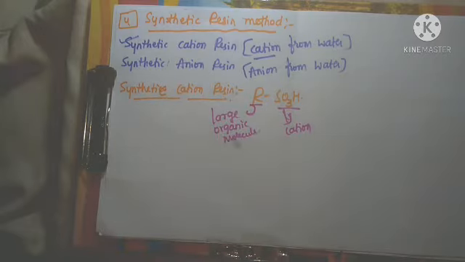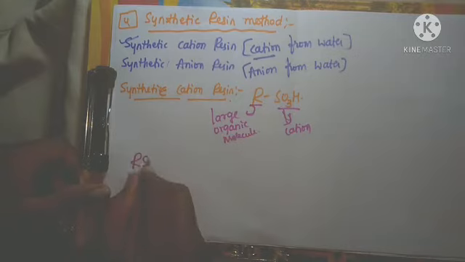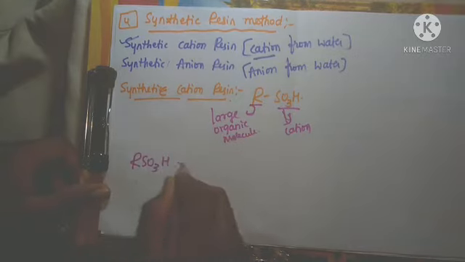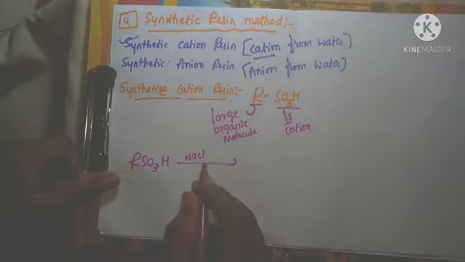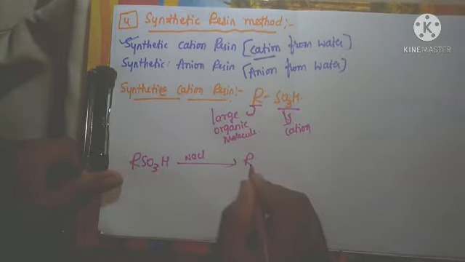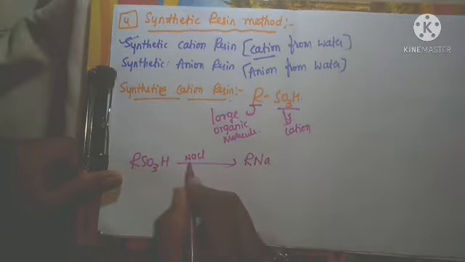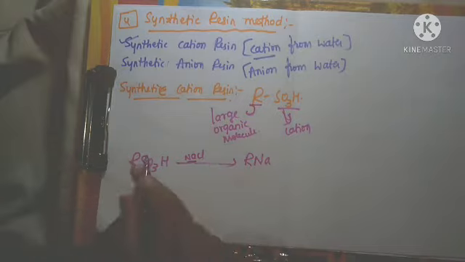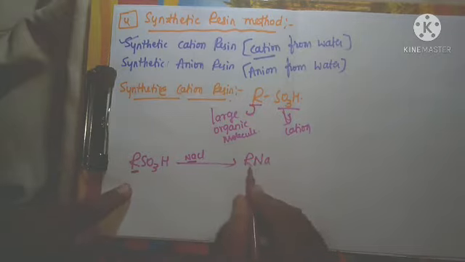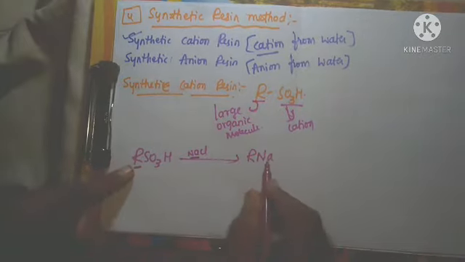Now, how will it work? For example, this RSO3H, that is synthetic cation resin, when it reacts with a small amount of NaCl, cation exchange will take place. It will form RNa. Here Na is the cation, here R is the anion. Therefore, both will react, right? It will form RNa.